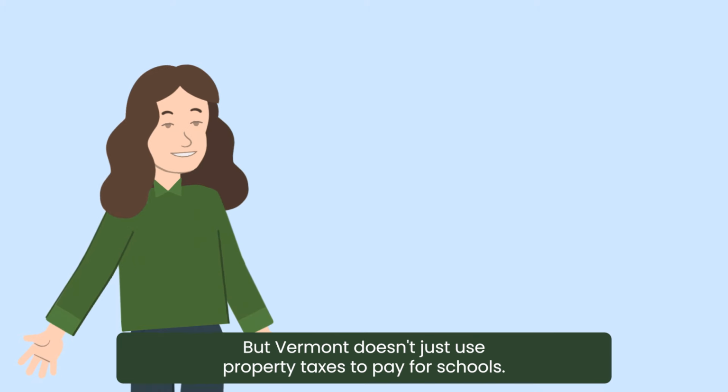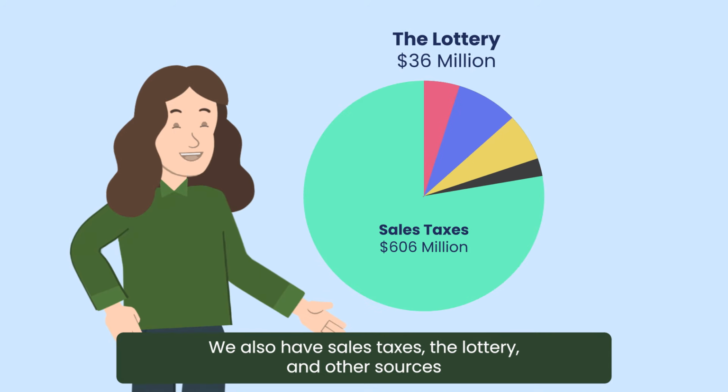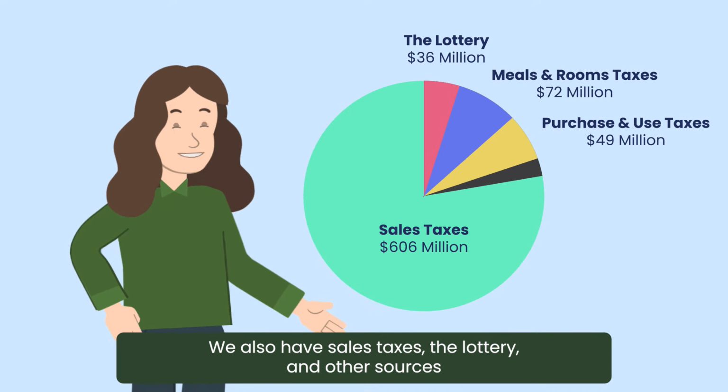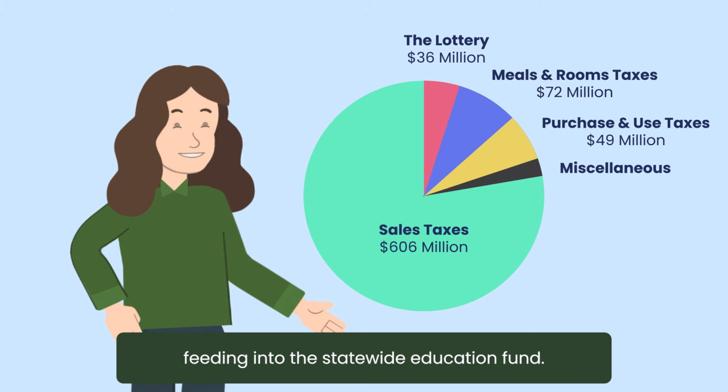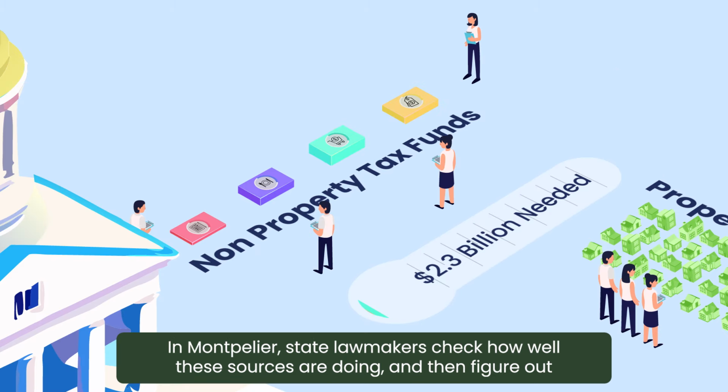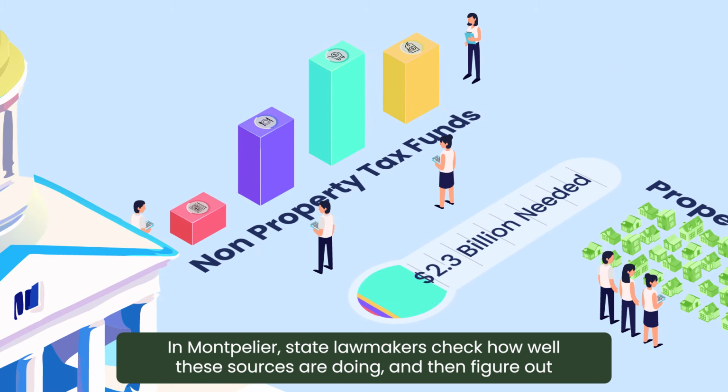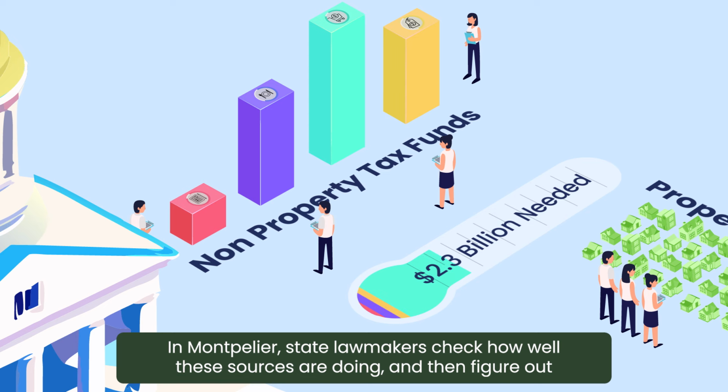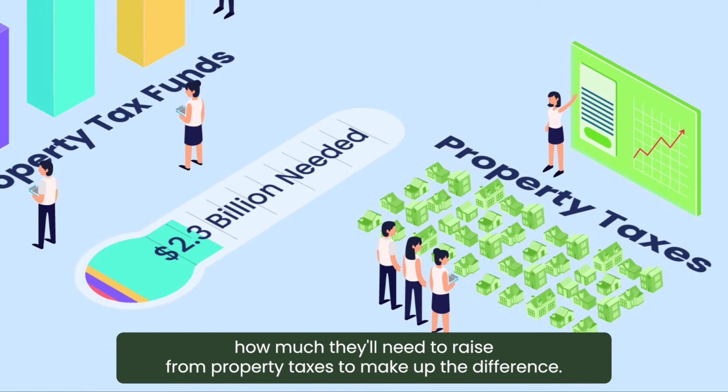But Vermont doesn't just use property taxes to pay for schools. We also have sales taxes, the lottery, and other sources feeding into the statewide education fund. In Montpelier, state lawmakers check how well these sources are doing, and then figure out how much they'll need to raise from property taxes to make up the difference.